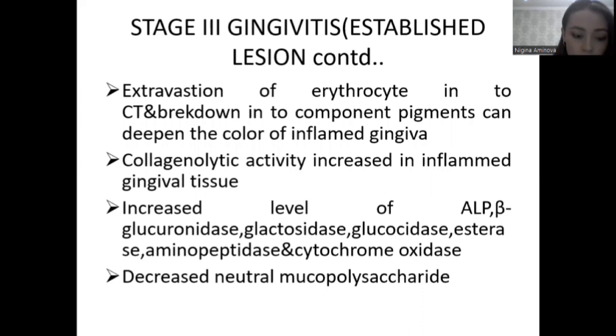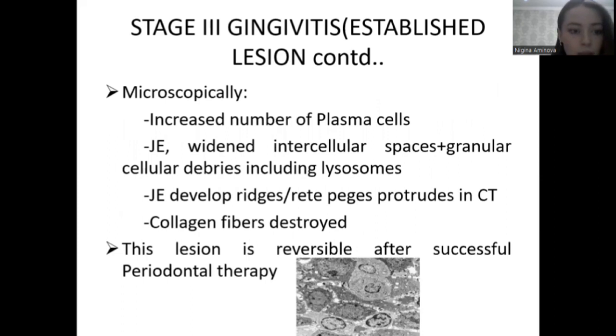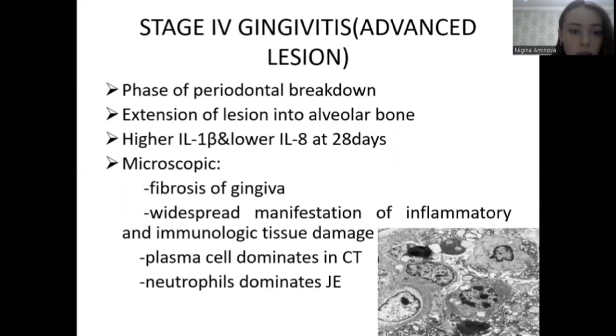In established lesion, we can also see the increased level of beta-glucuronidase and other oxidases, decreased neutral mucopolysaccharides. Sorry for pronunciation. Next, in stage 3, microscopically, we can see increased number of plasma cells, JE, widened intercellular spaces plus granular cellular debris, including lysosomes. So this lesion is reversible after successful periodontal therapy. So there is still hope.